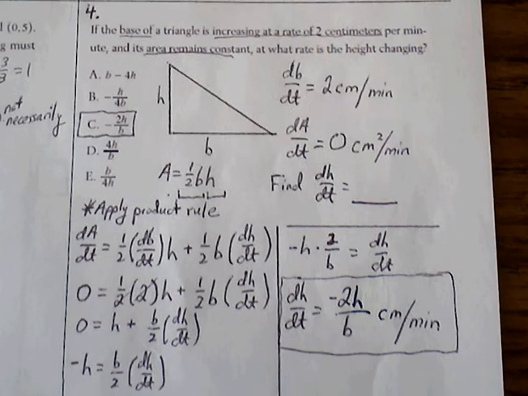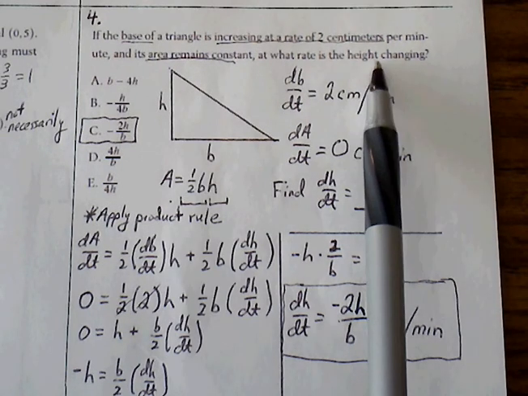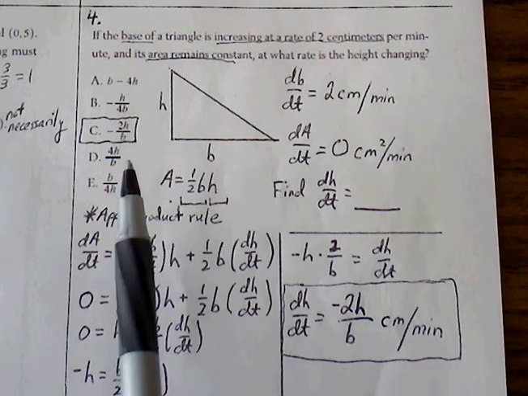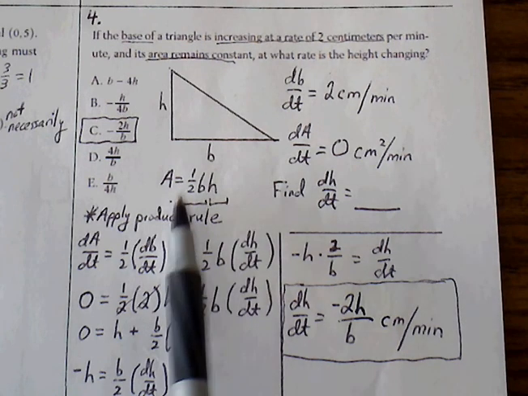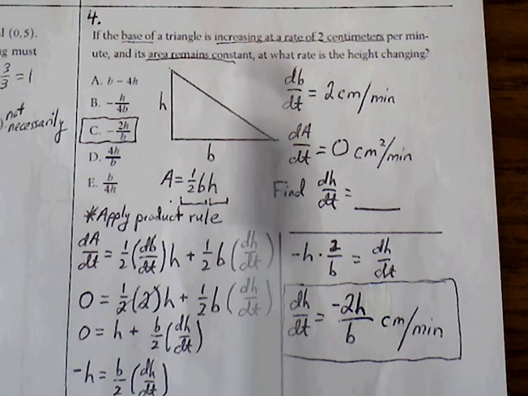Okay. All right, number 4. The base of a triangle is increasing at a rate of 2 centimeters per minute, and the area remains constant. What's the rate that the height is changing? So we have to think about the area formula, which is 1/2 base times height. Okay. Let's look at what they give us. The base of the triangle is increasing at a rate of 2 centimeters per minute.